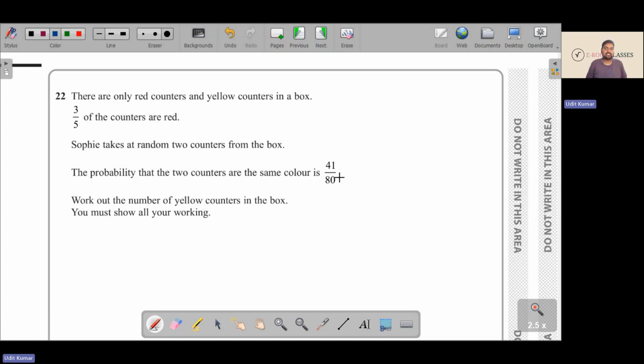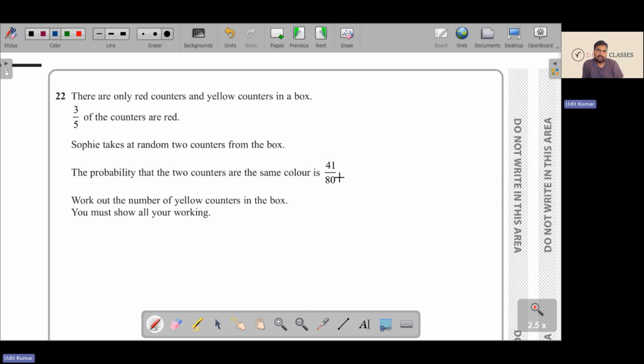Okay, so this is question number 22 from the November 2024 GCSE Edexcel paper. This question is based on algebraic probability. The question says that there are only red counters and yellow counters in a box. 3/5 of the counters are red. Sophie takes at random 2 counters from the box.